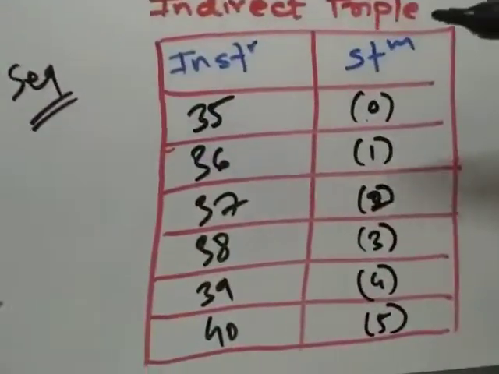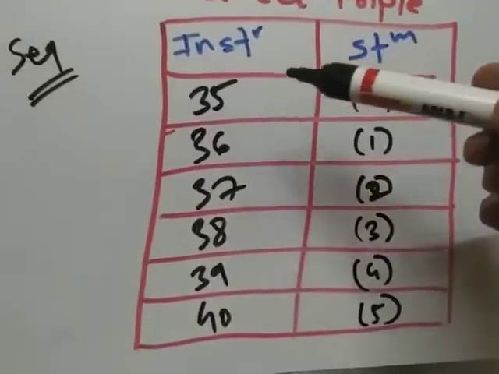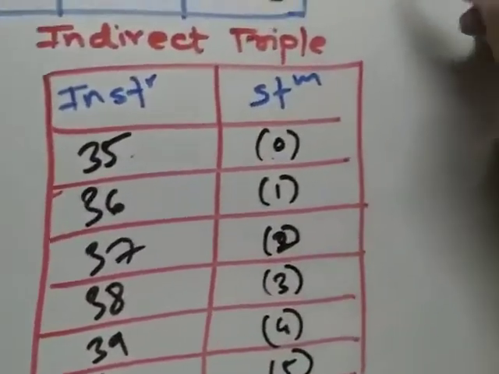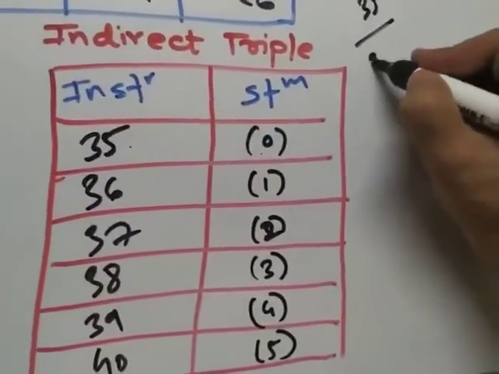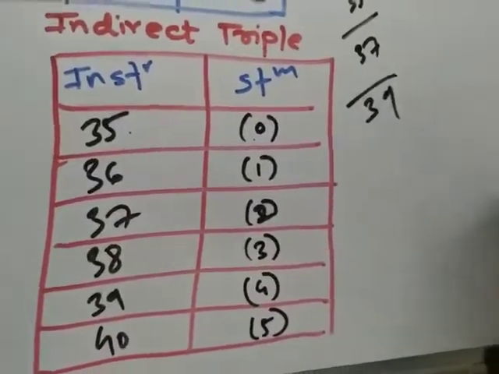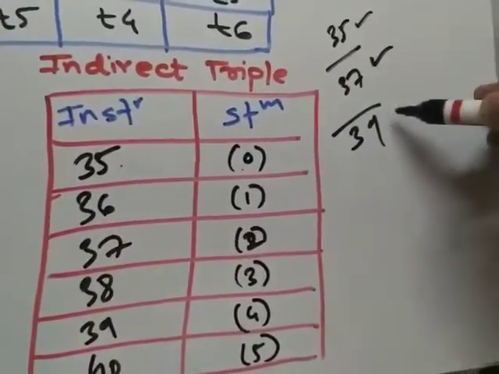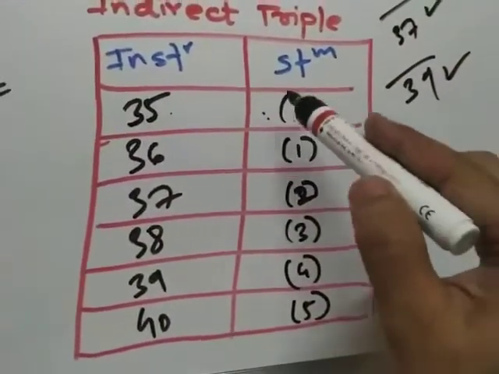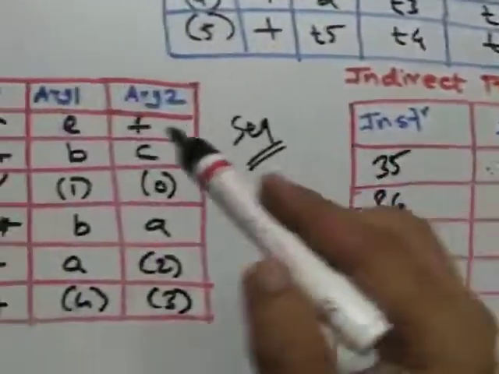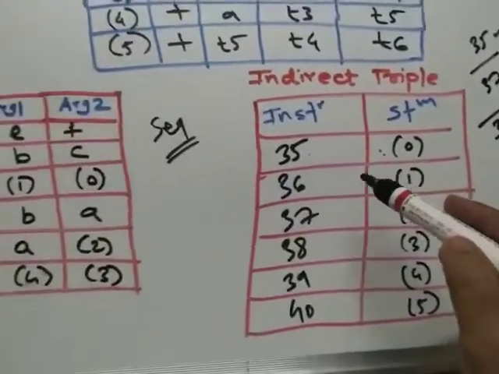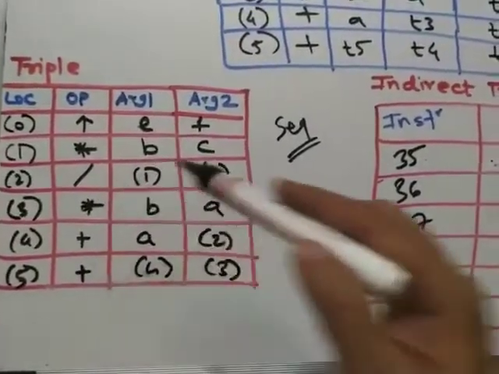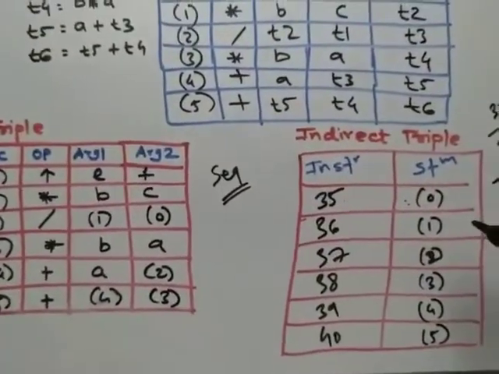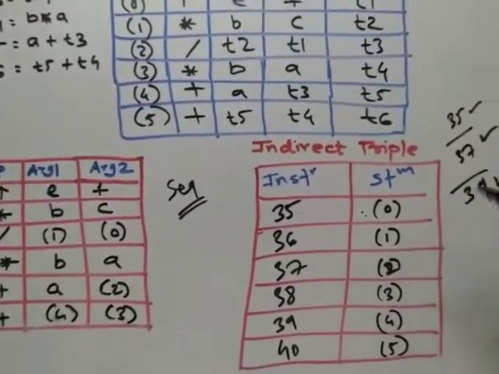Even if you change the address or change the sequence of accessing the addresses, say I am accessing 35, after that 37 and 39, all these addresses are holding some location. So 35 always refers to the 0th statement of the triple, 37 always refers to the second statement, and 39 always refers to the 4th statement of the triple. So this relationship will get preserved, and it will be used again and again.